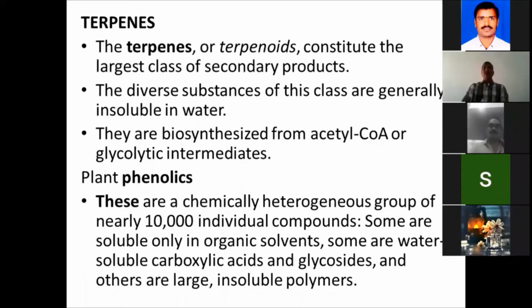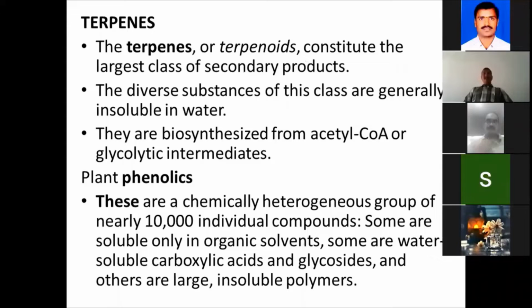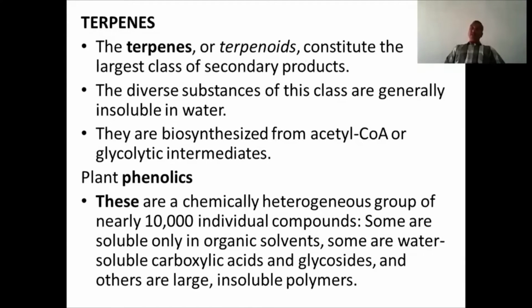I will be moving a little bit rushing. So here we see that terpenes are there. As I showed you in the flow sheet, there are three groups of secondary metabolites: terpenes, phenols, and nitrogen compounds. Terpenes are the largest group among the three major groups of secondary metabolites.